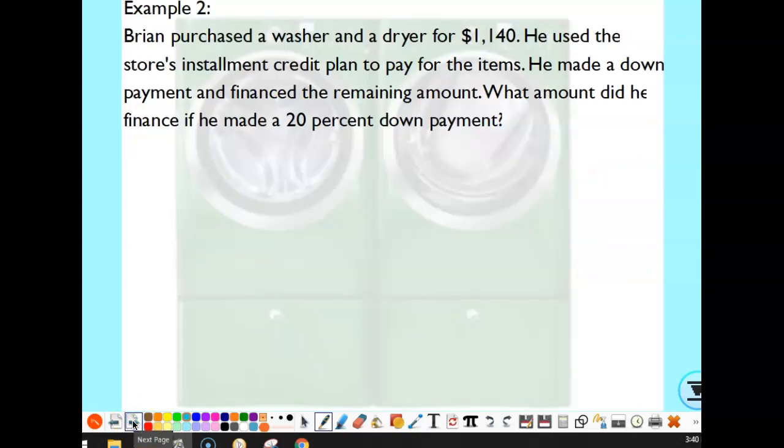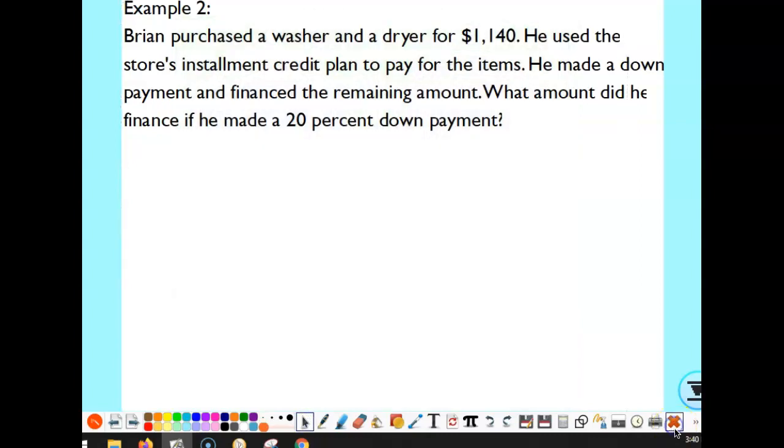The other way that they sometimes do down payments is by giving you a percentage. So if Brian purchased a washer and a dryer for $1,140 and he used the credit plan to pay for the items, he made a down payment and he financed the remaining amount. What amount did he finance if he made a 20% down payment? In this one, they didn't tell us the dollar amount of the down payment, so we have to calculate that.